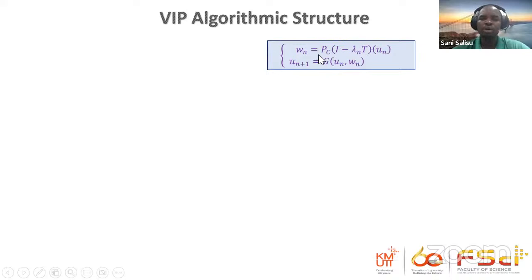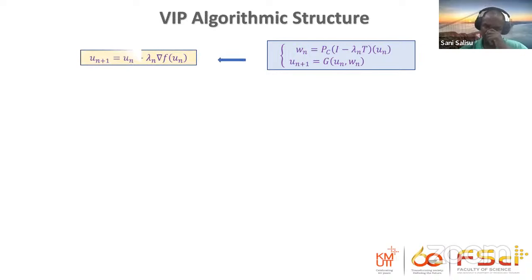This is very interesting, where the next iterate could be in the form of some operator taking values of U_n and W_n, interpolating them to get the desired result. Sometimes you can just require U_{n+1} to be exactly W_n, and of course it will work when certain conditions are imposed on the operator T. So this is the general structure of the algorithm that you can find in the literature concerning the variational inequality problem. And these algorithms are actually motivated by the so-called gradient descent method.